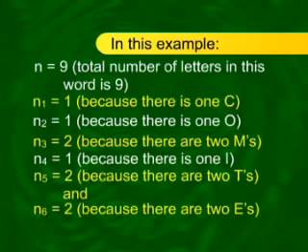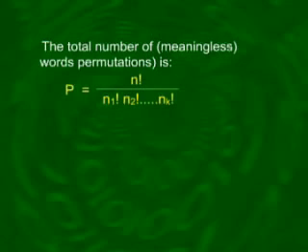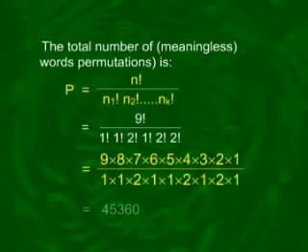And if we substitute all these numbers in our formula for permutations, the total number of meaningless words from the word committee comes out to be 45,360. That is 45,360. ये तो था rule of permutations.